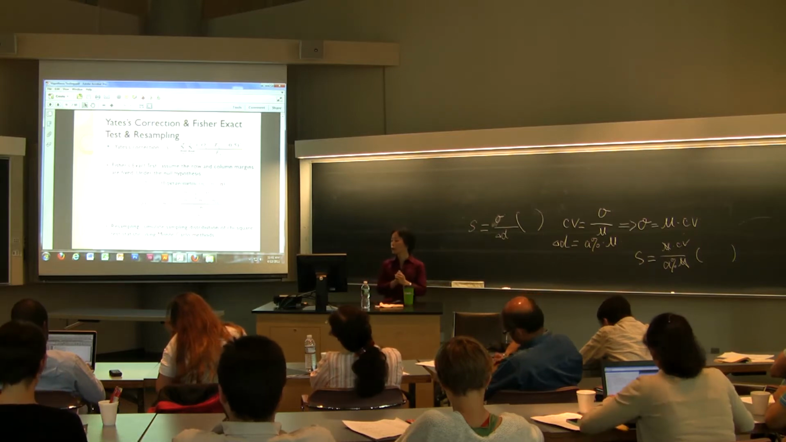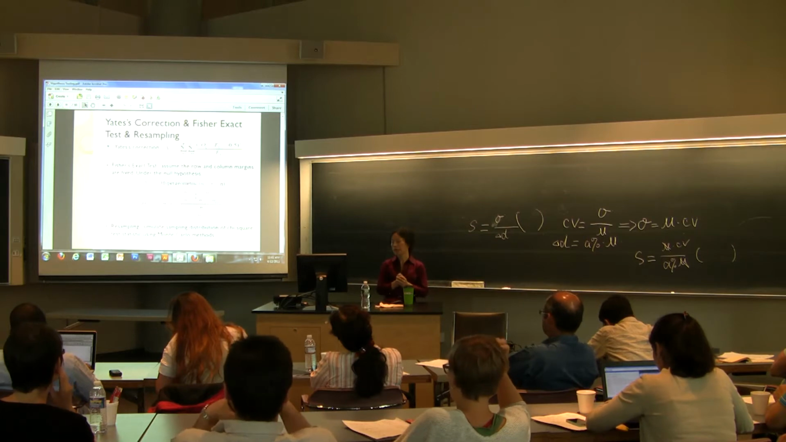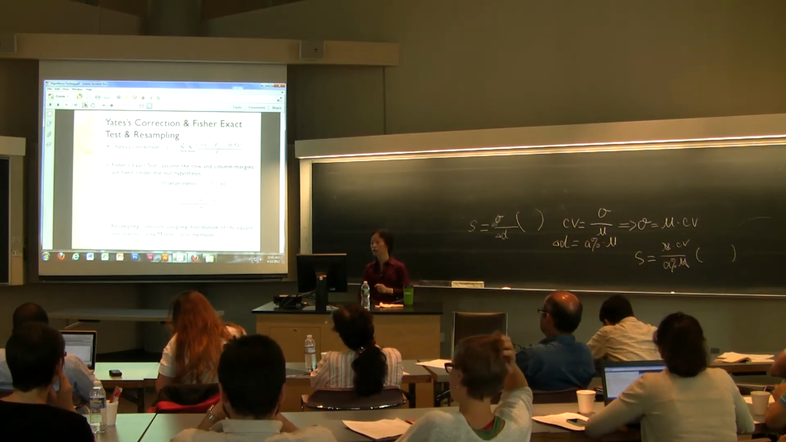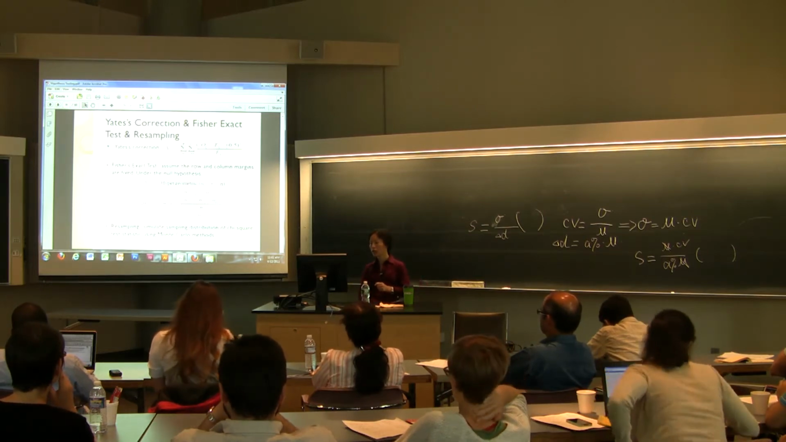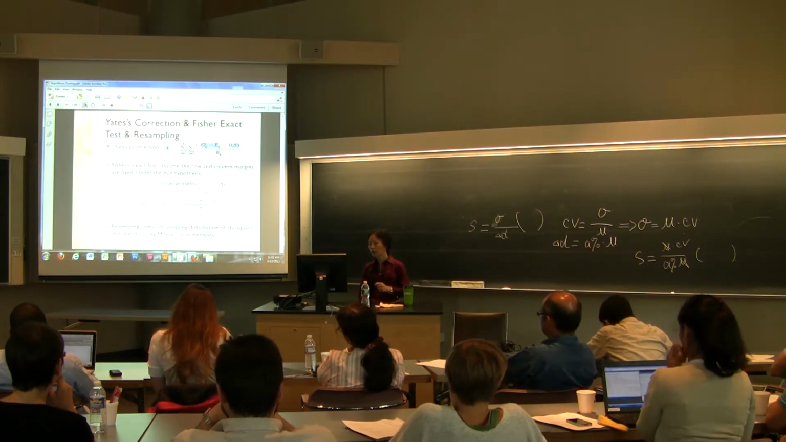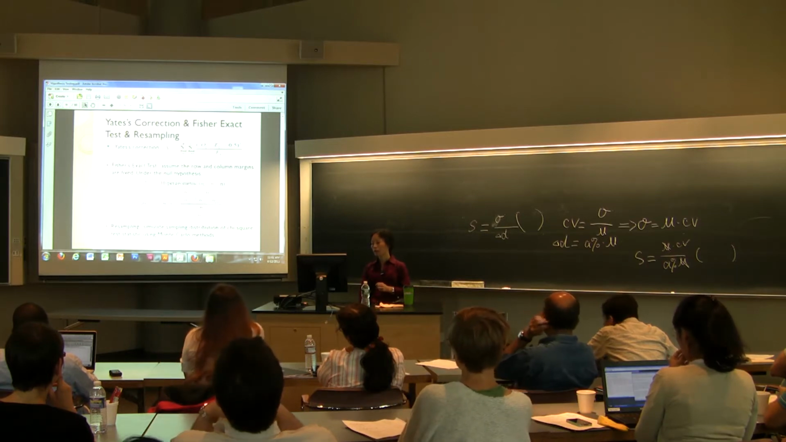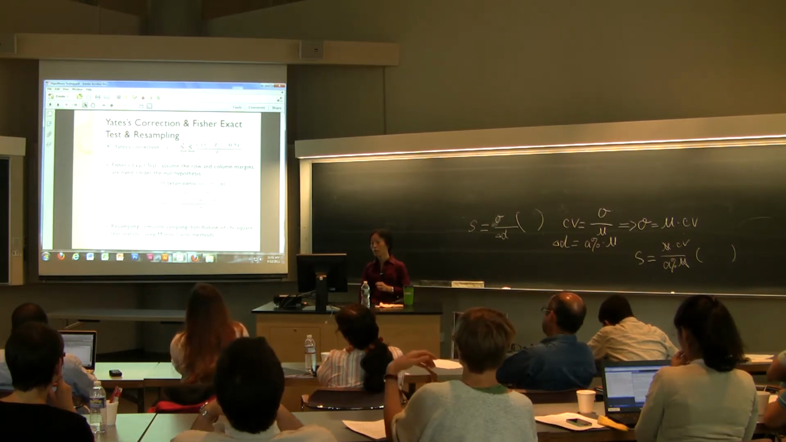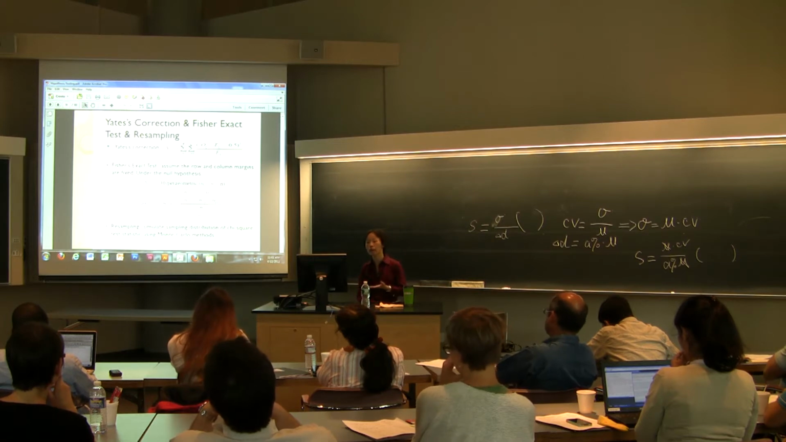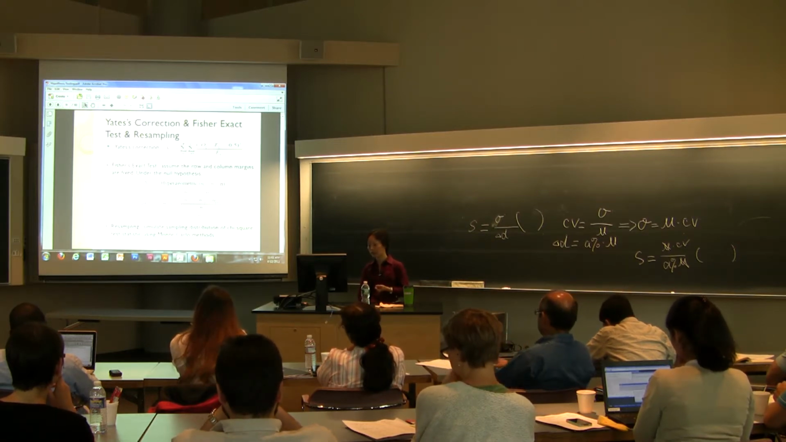Here is how we use each of these adjustments. For Yates's correction, this is the formula. Previously we did not have the minus 0.5, but here we add it, and in this way the test statistic will look more like a chi-square distribution. We can also use Fisher's exact test.